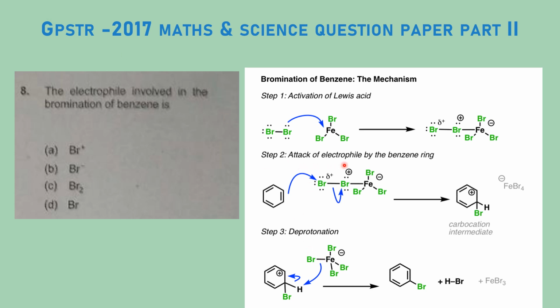Next step, attack of the electrophile by the benzene ring. Here this is the benzene ring, and the electrophile is Br plus. This benzene ring will transfer pi electrons to this bromine, then you can see the electron movement from here to here, and the movement of electrons from here. Then the intermediate will break here, and it will give the negative ion FeBr4 minus. This is the formation of the negative ion. Then you can see the bond formation, then it will detach.